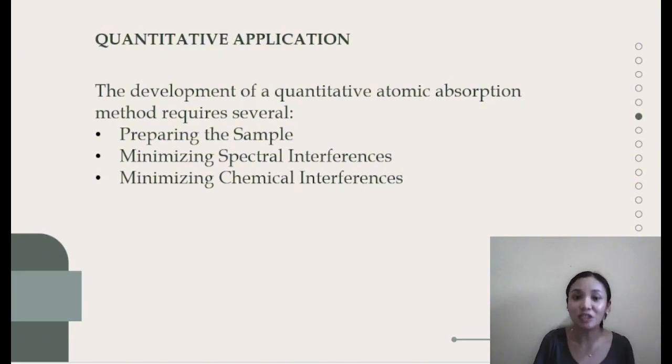The releasing agent is the species that interacts preferentially with the interferences, releasing the analyte during the atomization from the interferences. On the other hand, the protecting agent is the species that interacts with the analyte, which creates a much more stable compound. So those are the methods for us to minimize chemical interferences during atomic absorption analysis.